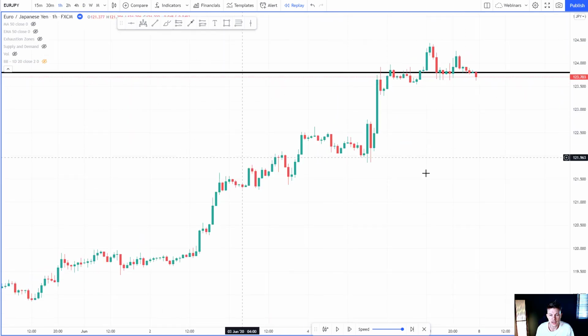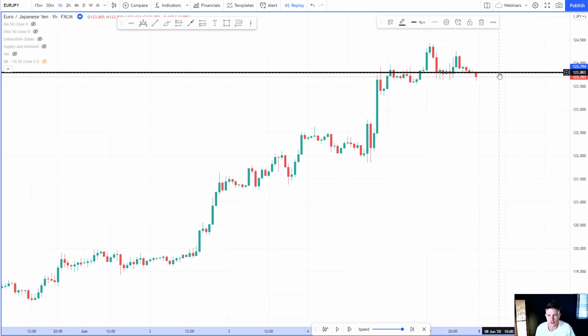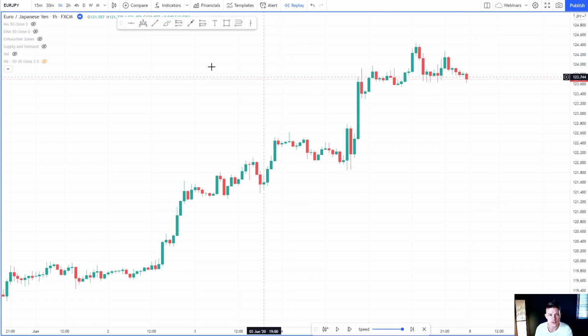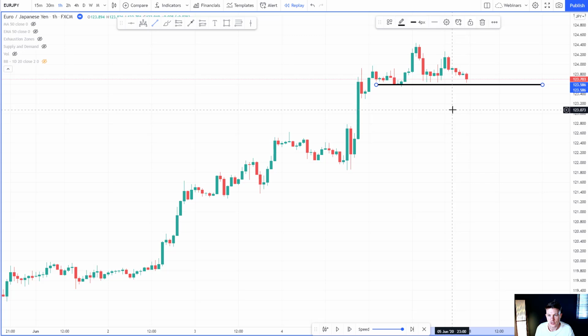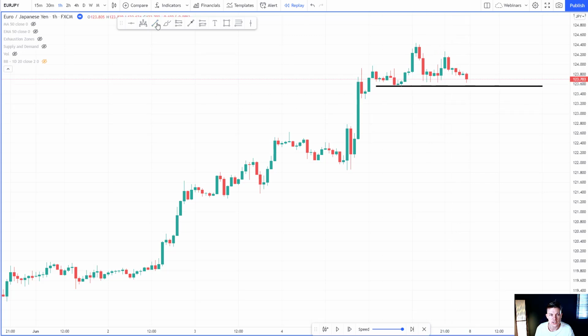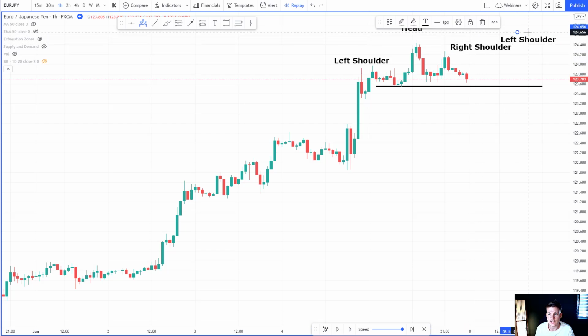And clearly we can identify a pattern. We know this is our higher time frame level. Let's take it off because we know what it is. And we are able to now find some levels here. So we're looking at a head and shoulders pattern. A head and shoulders is a very important pattern. Why is that so? Because it is a trend reversal pattern.